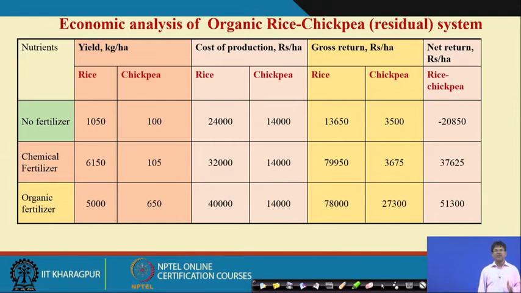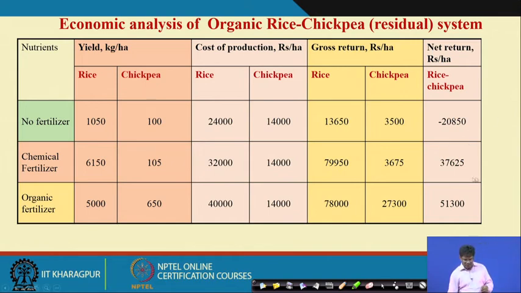Because of the residual activity of organic fertilizer, it can meet some of the nutrient demand of chickpea crops, and it can give returns significantly higher than those of chemical fertilizer. With this, you can see the cost of production of both rice and chickpea, and the gross return. The net return in the case of no fertilizer is a loss of around 20,850 rupees per hectare, because you are spending on everything, land preparation, seeds, labor, irrigation, and putting everything into no fertilizer. So there is a negative return in the last one.